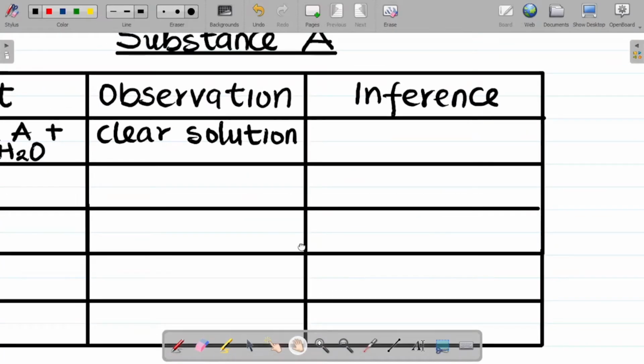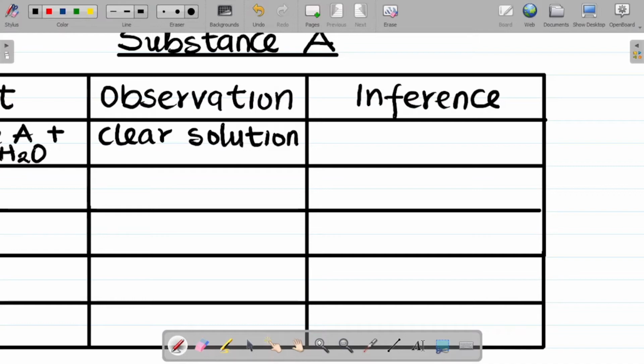So what can I infer? If sample A dissolves in water and gives me a clear solution, what can I infer? By inference, it's just like you're making a suggestion. What can you suggest, or what can you say about it? What do you think about it? That's what inference means. So if sample A can dissolve in water, hence I can infer that sample A is soluble in H2O, in water. All right, so that's my inference for this one here.